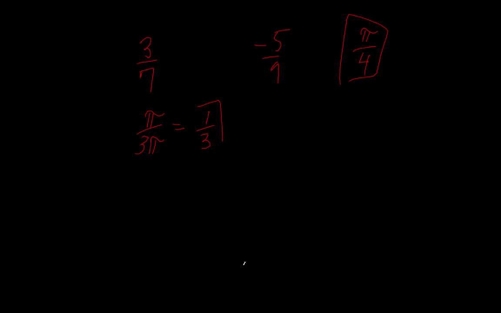So if it's a ratio of a very simple number to a very simple number, then we call it a rational number.